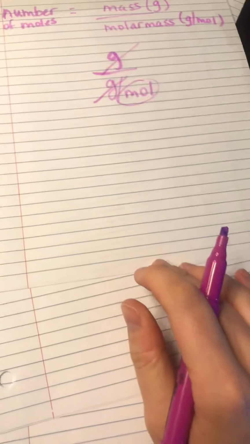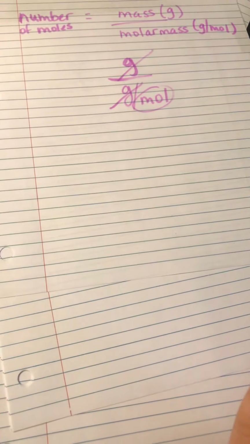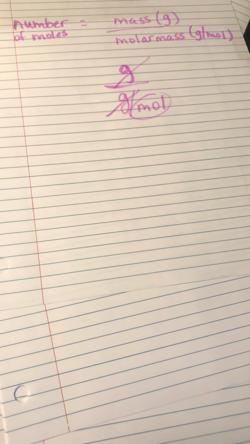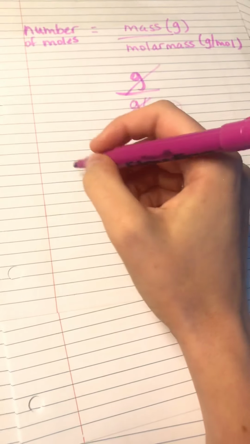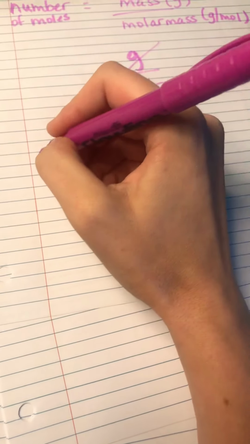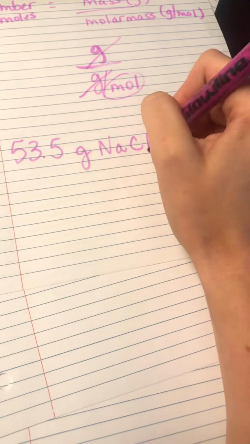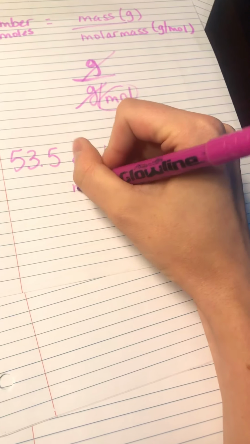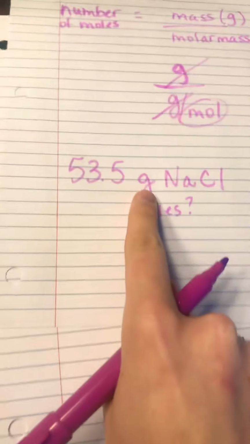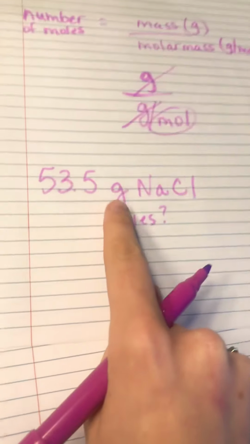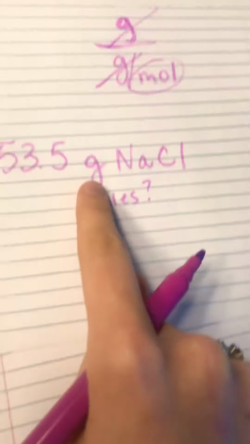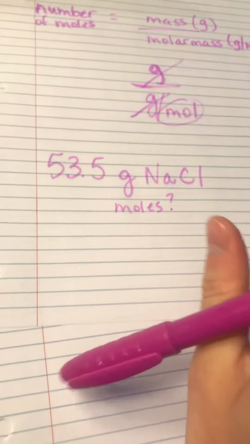So I'm going to work an example just to show you what the feel is. Now remember, if it's not in grams, we need to convert it to grams. So in this case, I'm going to do one that is in grams. Let's say I have 53.5 grams of sodium chloride, and I want to know how many moles that is. Now if this was in kilograms, I would need to change it to grams. If it was in milligrams, I would need to change it to grams. So just keep that in mind.